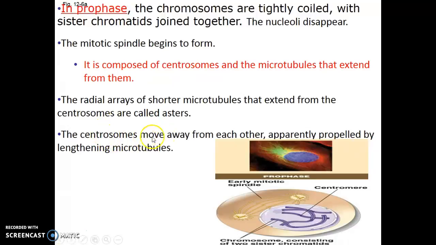The centrosomes move away from each other, apparently propelled by lengthening microtubules. Meaning that if the two centrosomes move apart, they cause the microtubules to appear. That's what it does. Here's a picture, an animation of prophase, the first subphase of mitosis.